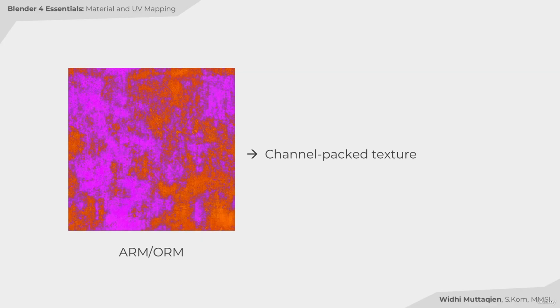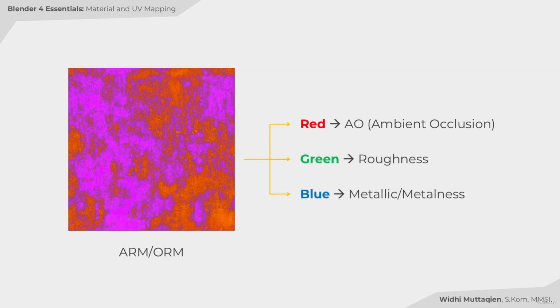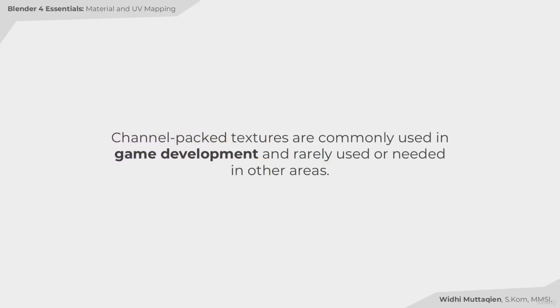As in the case of ARM or ORM textures, the first texture is the ambient occlusion texture stored in the first channel or the red channel. The second is the roughness texture stored in the green channel. And the third is the metallic texture stored in the blue channel. So, unlike the color texture, this texture is not intended to be viewed as is. Please note that this type of texture is mostly used in game development to make packing the game data easier or less complicated to maintain. We rarely see these textures for non-game usage.